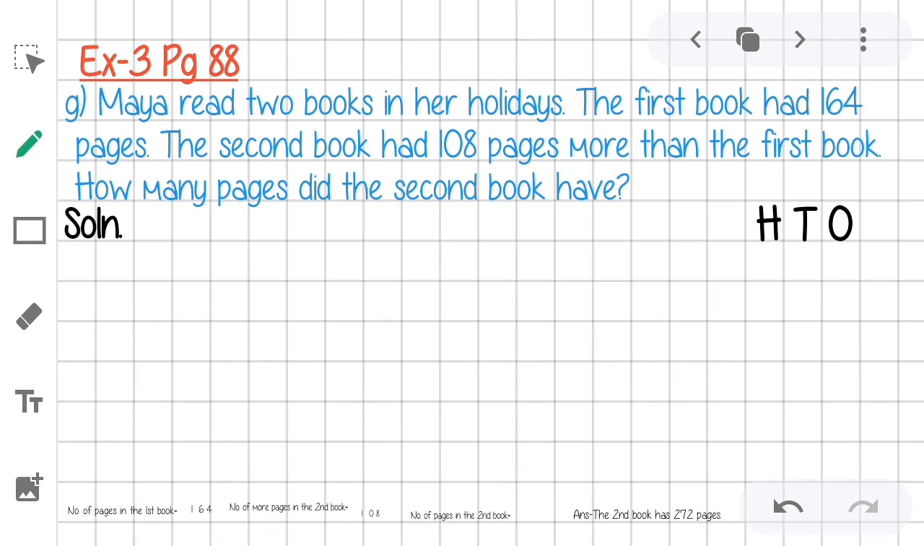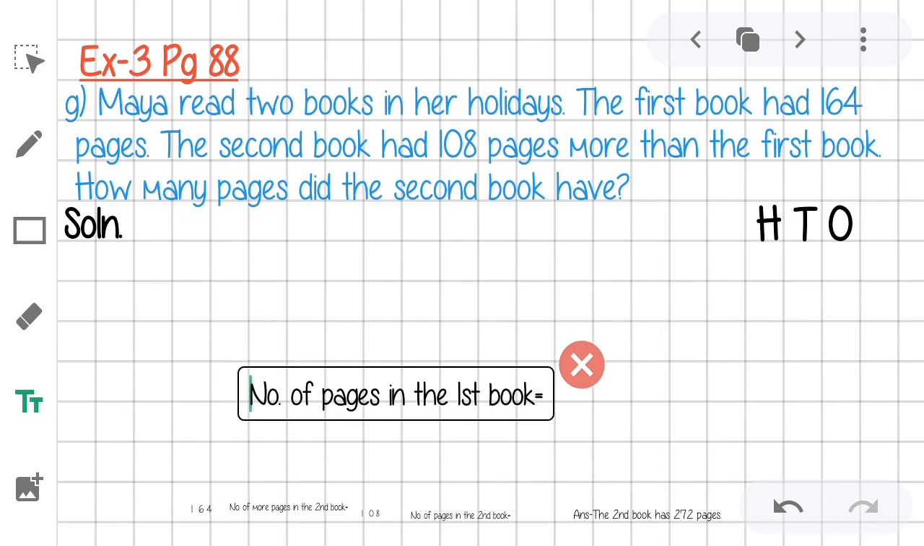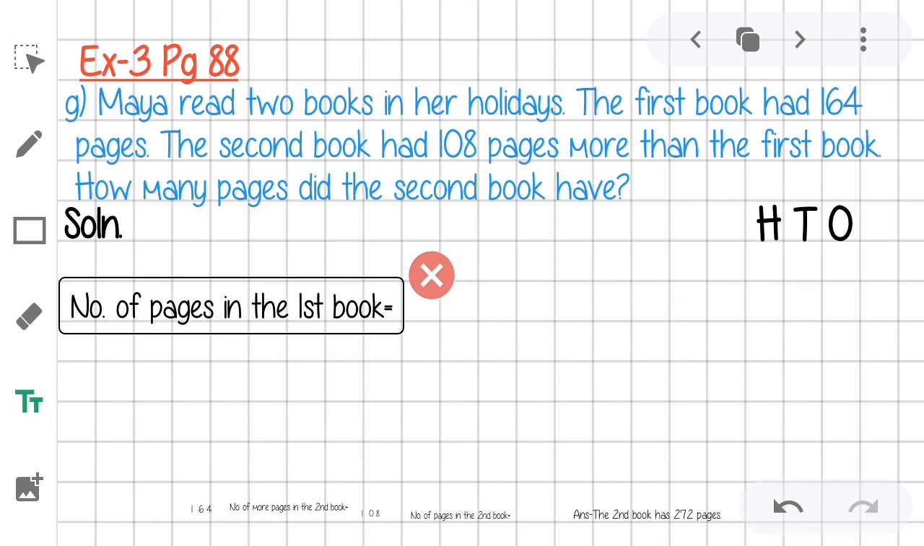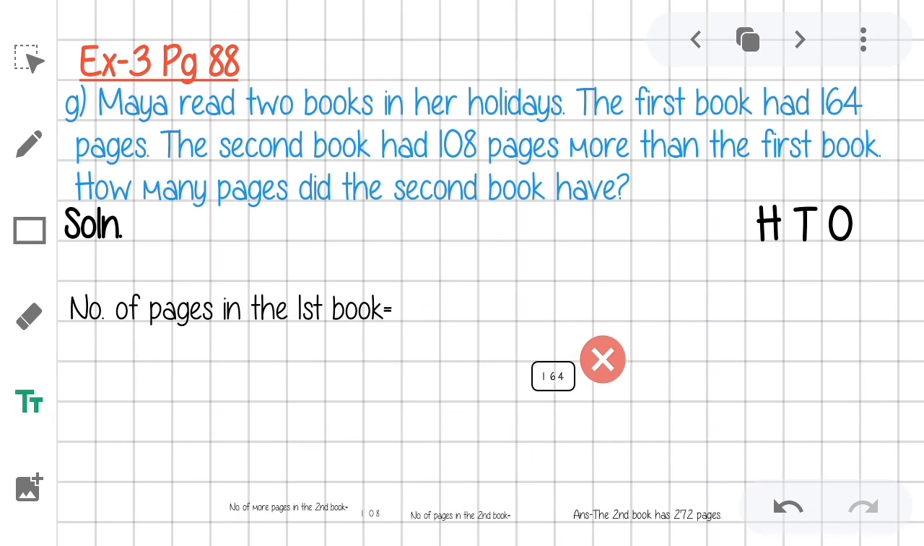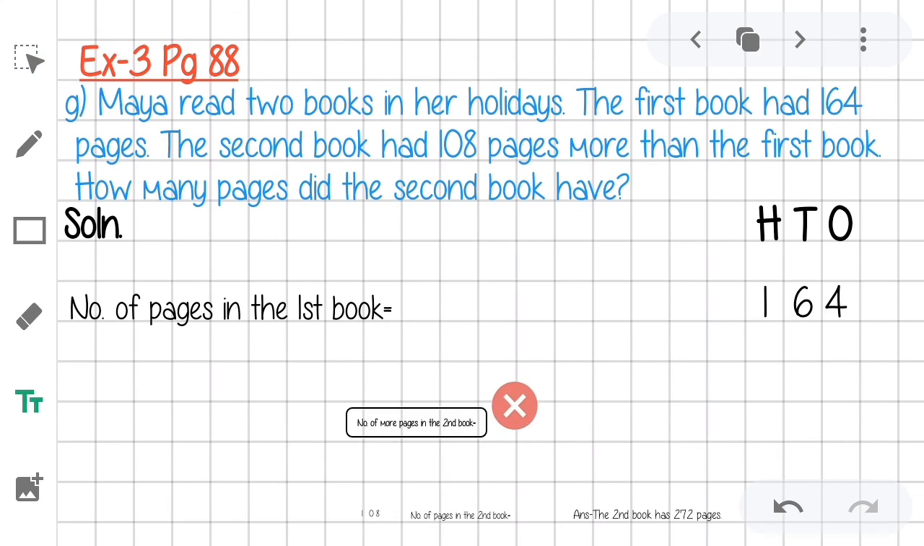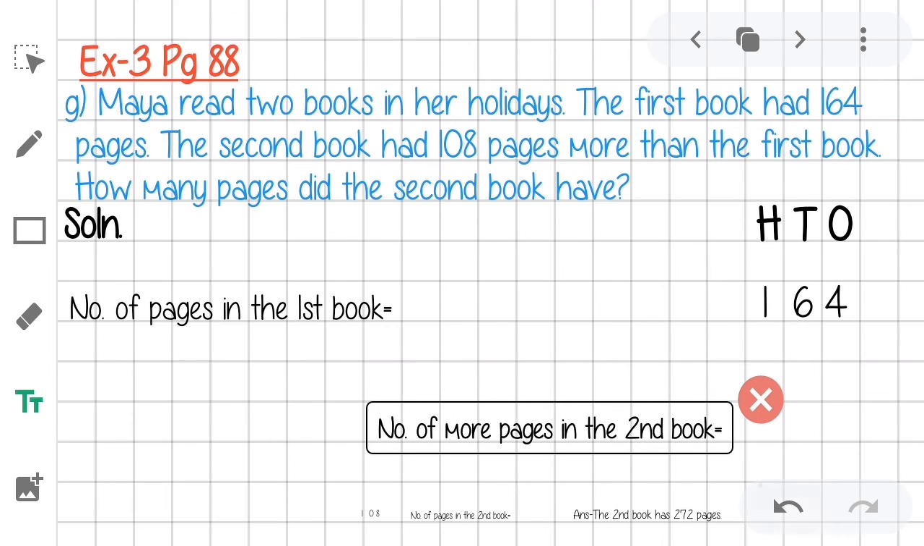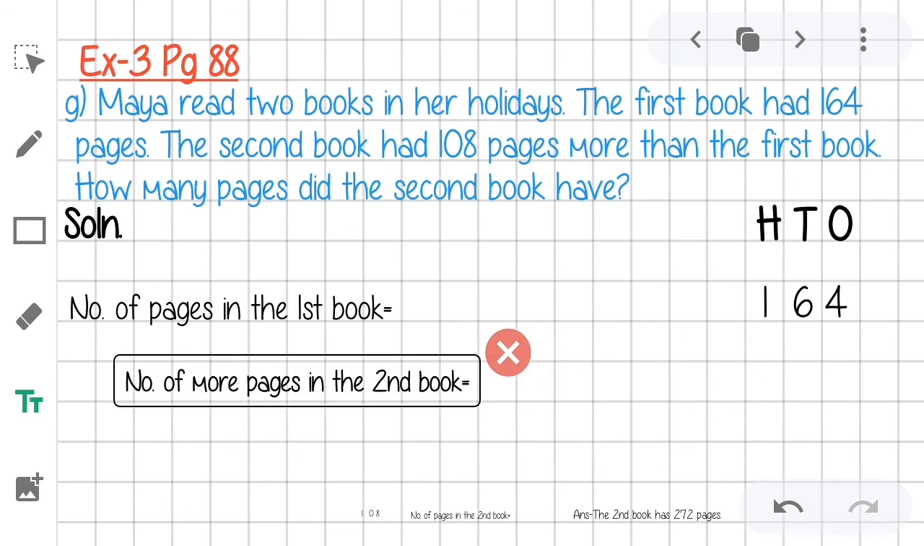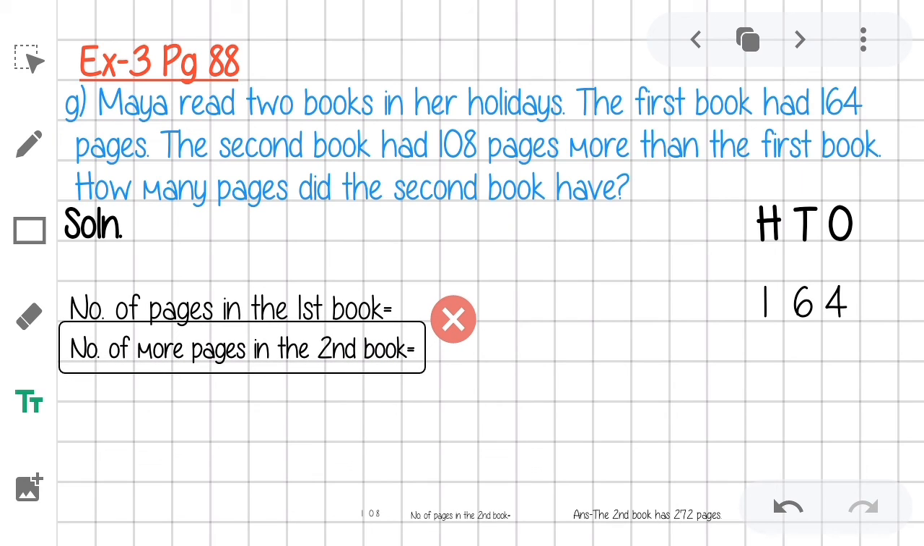So the first step will be for the number 164. So what will be the step? Number of pages in the first book. So there are 164 pages in the first book. So we'll place 164 in the last 3 blocks below H, T and O column. The second step will be for 108. So the second step will be number of more pages in the second book.